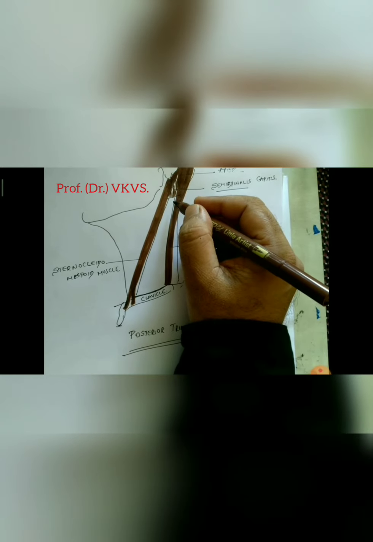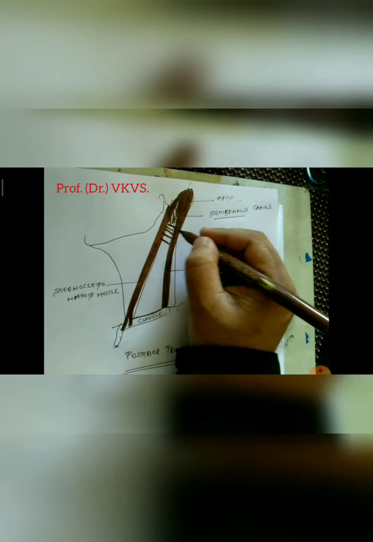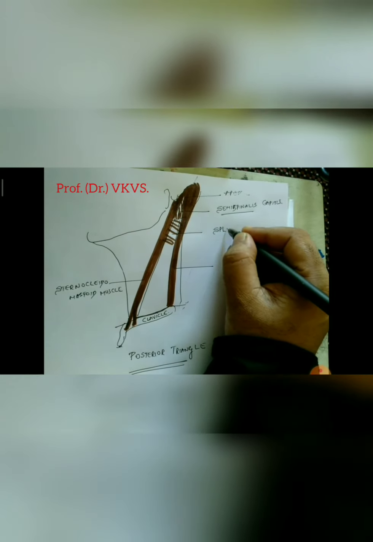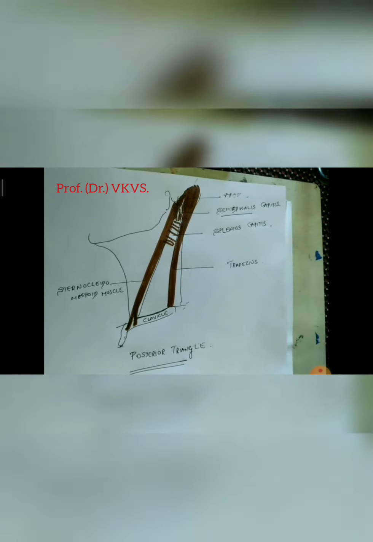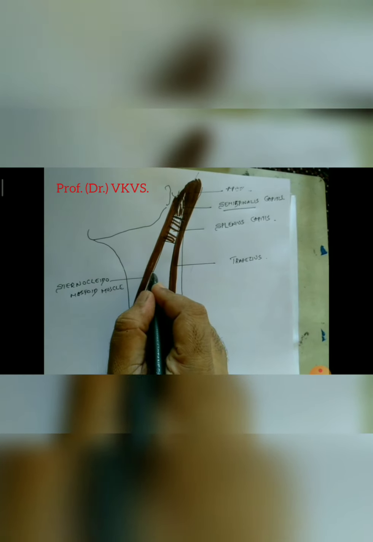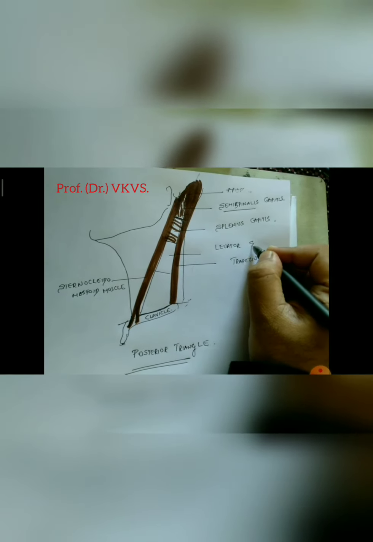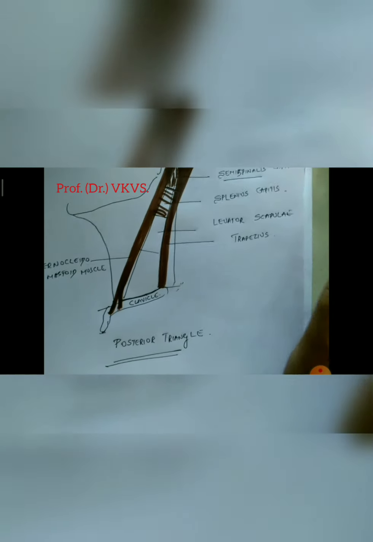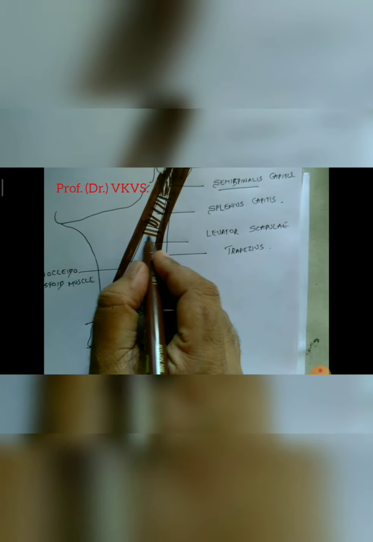Next to that, just below that, some books mention it as not a content, but it can be present in the floor of the triangle. Below that will be splenius capitis. We will differentiate between these two by the direction of muscle fibers between semispinalis and splenius capitis. Next to that will be levator scapulae, which helps in elevation of scapula. Levator scapulae. We'll write the fibers of levator scapulae.